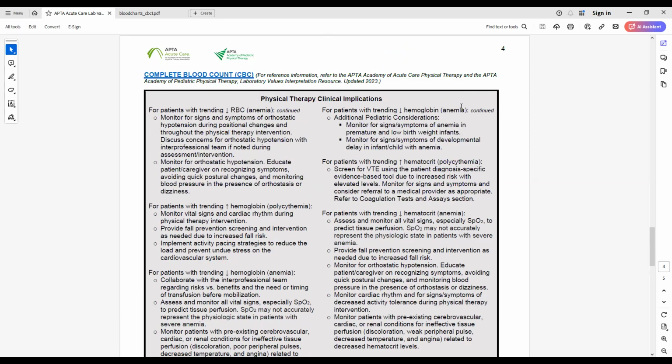For patients with trending reduced hemoglobin or anemia, there are also some additional pediatric considerations. Monitor for signs and symptoms of anemia in premature and low birth weight infants. Monitor for signs and symptoms of developmental delay in infant or child with anemia.